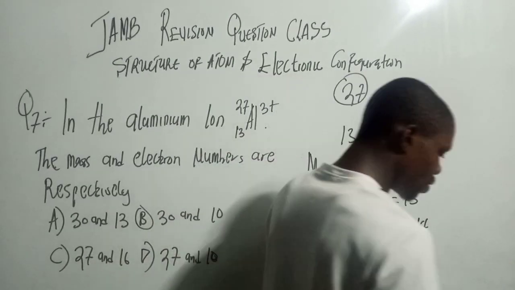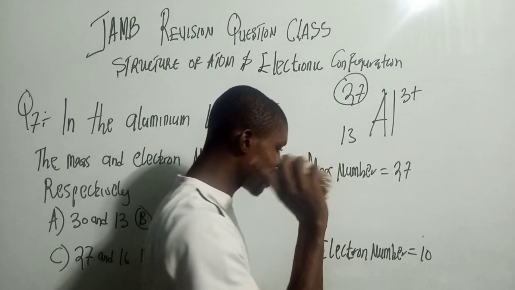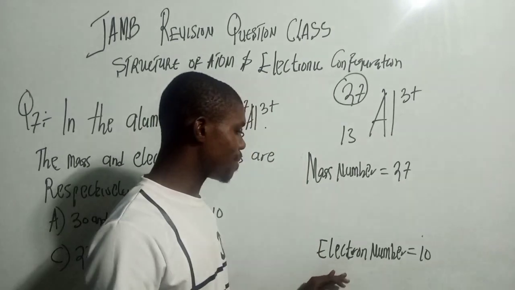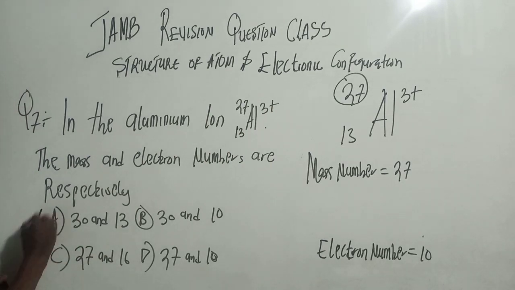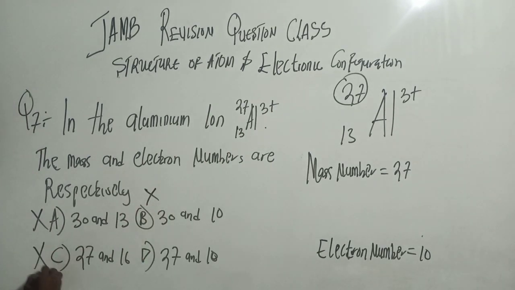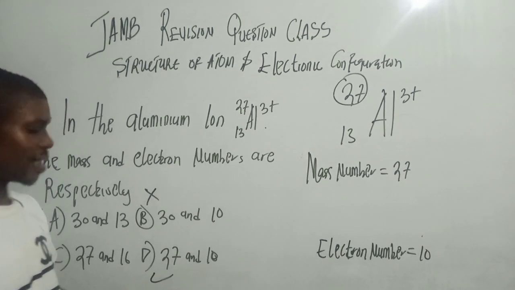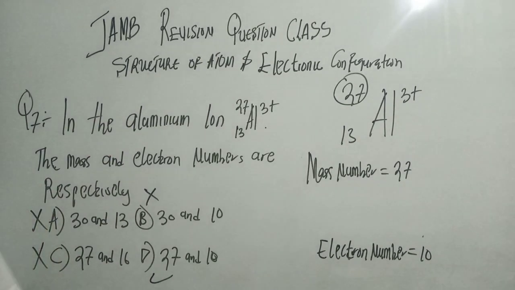Now, however, the question does not ask for a proton number or a neutron number, but it's very important to know. So my mass number is 27, my electron number is 10. Now let's see the options here. It's not this one here, it's not this, but what is this one? So 27 and 10. That is the answer. Let's move to question 8.